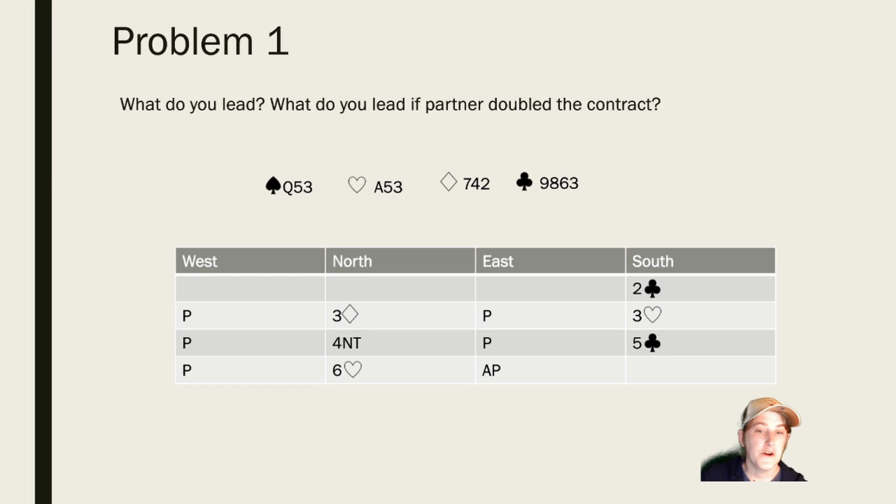I would lead a club if partner doubled. Okay. What about if partner didn't double? I'll give a small hint. Think about a passive lead versus an active lead. What's suggested by this auction? And is it going to be more beneficial for us to lead passively or lead actively?